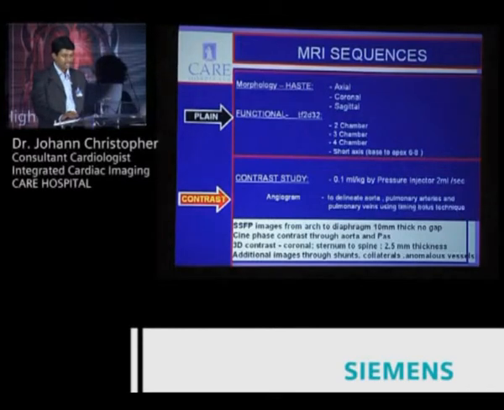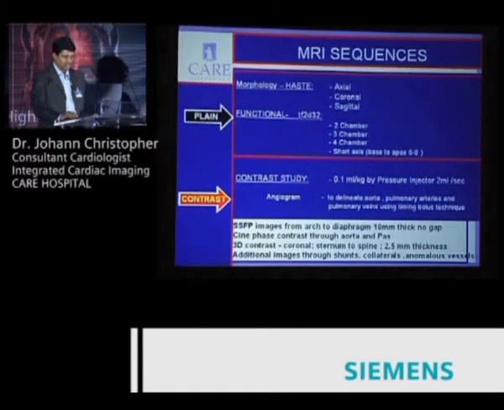These are the standard things that we do, following which if there is a mass lesion or a mass we want to identify, then we do T1 and T2 sequences followed by a contrast study, which is generally the most important thing for us, where we give gadolinium at about 0.1 ml per kg with a pressure injector at 2 ml per second, and this is mainly done to delineate the great vessels.